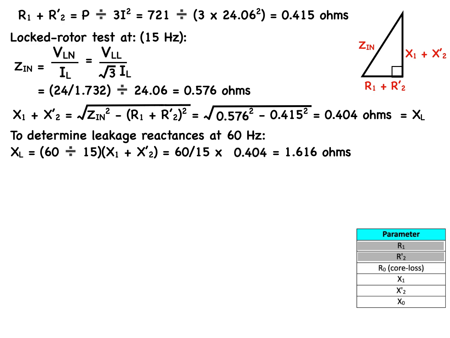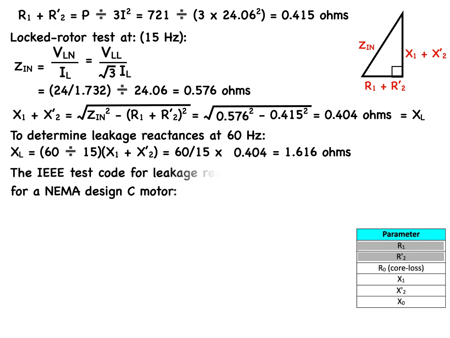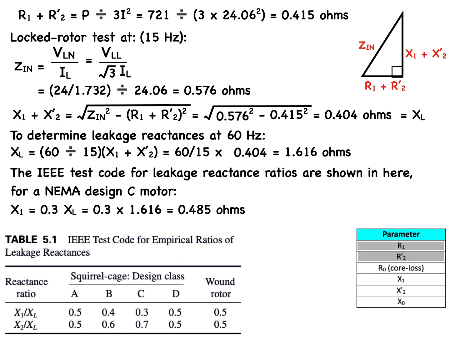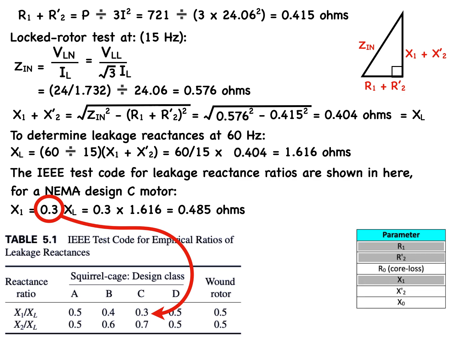In order to determine the stator reactance, X1, we can reference the IEEE test code for leakage reactance ratios, shown here. For a NEMA design C motor, the table tells us that the stator reactance over the leakage reactance is in the ratio of 0.3, which allows us to calculate X1, which we find is 0.485 ohms. This gives us another value for our parameter table for X1.